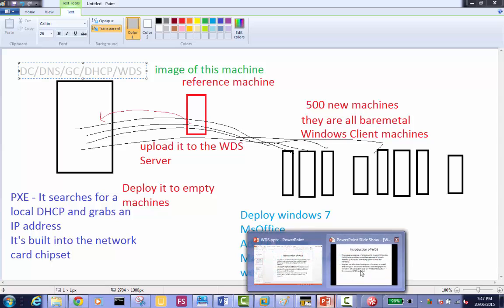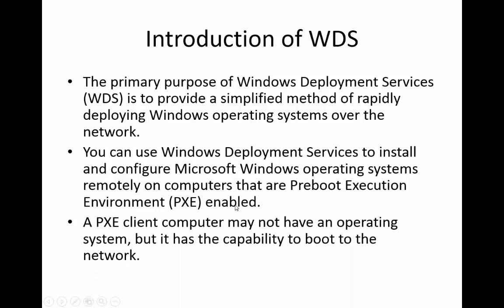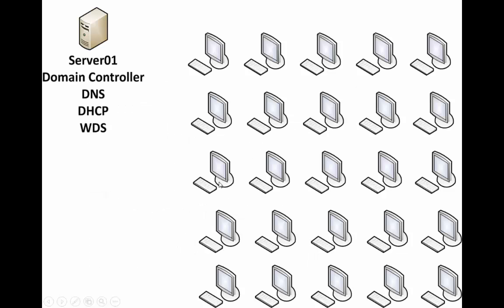Let's go to the slide and go through the steps. You can use WDS to install and configure Microsoft Windows operating systems remotely on computers that are PXE enabled. So we know what PXE is, right? A PXE client computer may not have any operating system, but it has the capability to boot to the network. That's what we discussed. Other ways to deploy are GPO, SCCM, MDT (Microsoft Deployment Toolkit), and Windows 2003. We just discussed that. And these are all the machines I created. Looks so cool, right? Anyway, WDS will work if you have DC, DNS, DHCP.